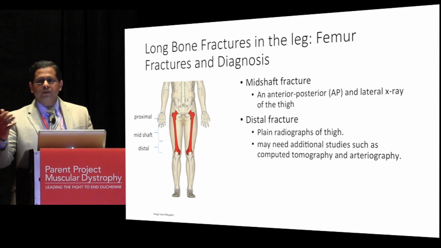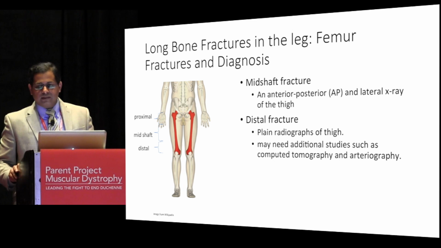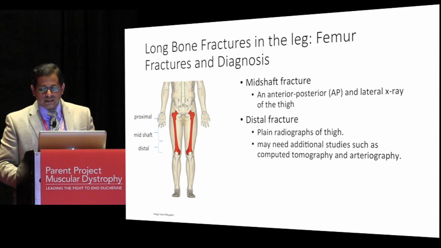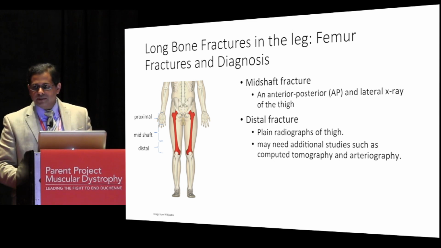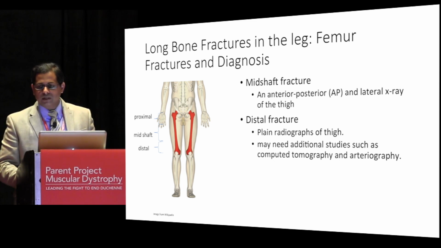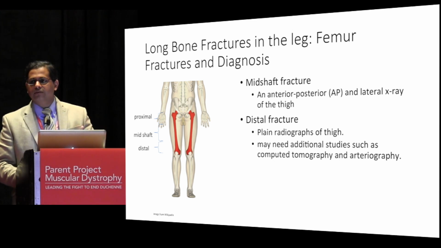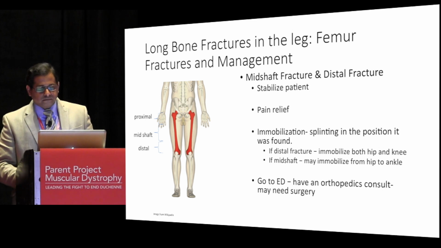Now, when they go to the ER, they're going to do X-rays. And so they're going to do AP and lateral X-rays. So that's what you want to know for yourself as to what to order. If they didn't order it, make sure they order both. And sometimes, if it's a distal fracture, they may do a CAT scan or some arteriography. Again, if you see it, don't be surprised by it.